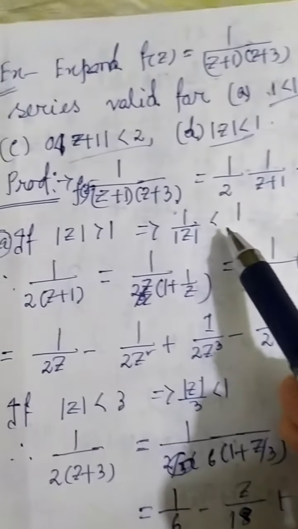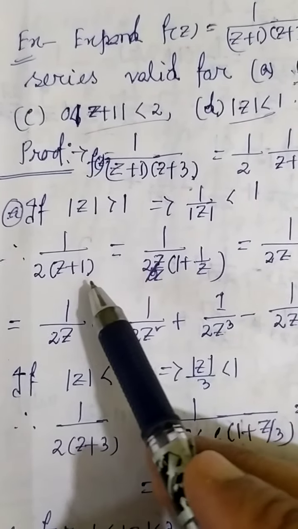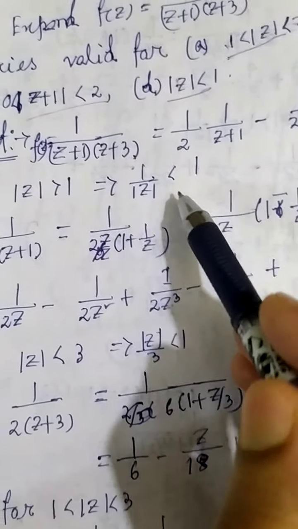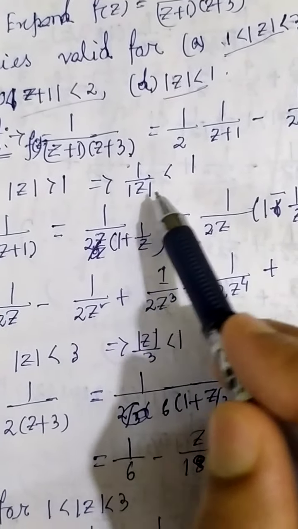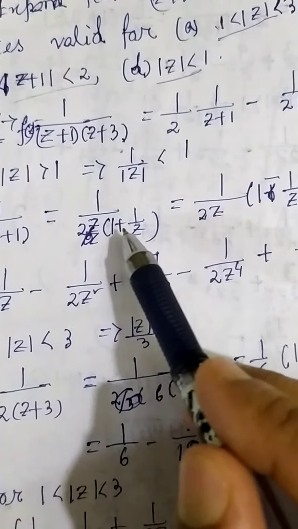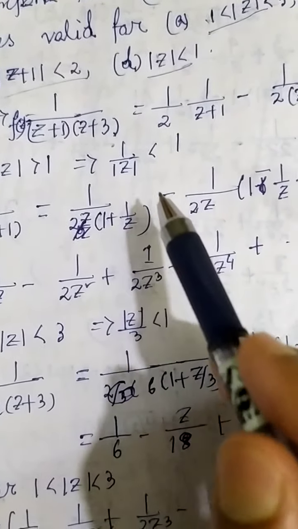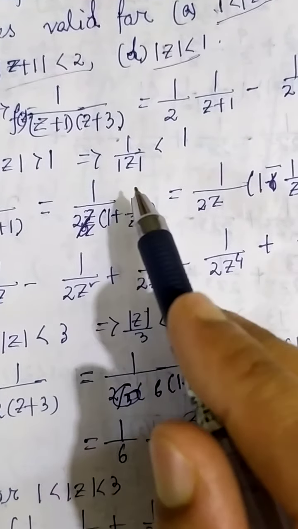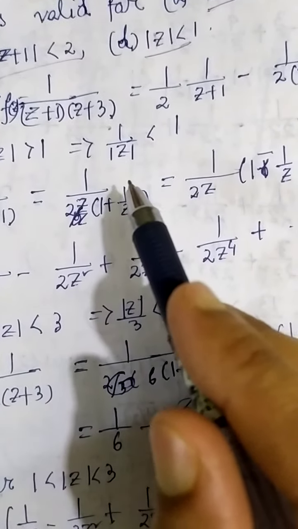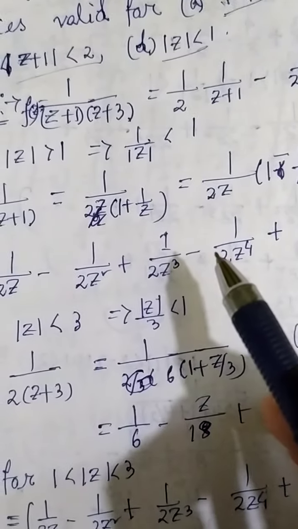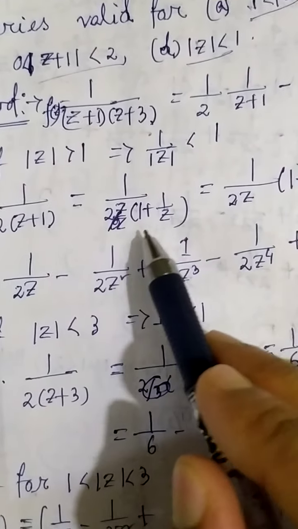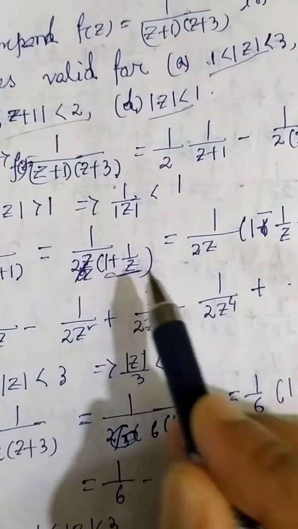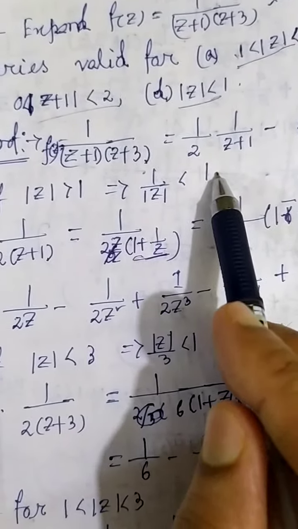1 by mod of z is less than 1. So if I take z common, twice z, 1 plus 1 by z. Why are we going to consider 1 by mod of z? Because this expansion is valid. 1 by 1 plus z is valid when mod of 1 by z is less than 1. Then we can have this type of expansion. So therefore we have to consider this case.